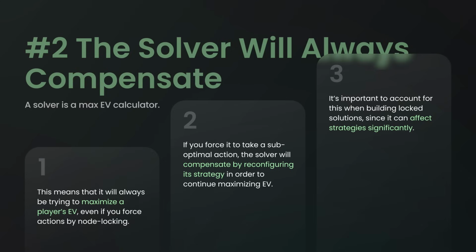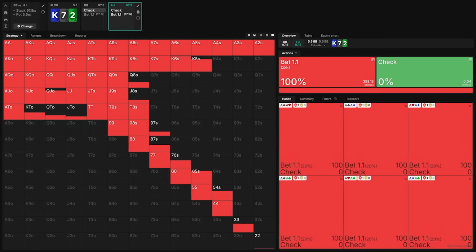I can show you a little example of that if I flip over to looking at a sim that I built in GTO Wizard AI. This is a fairly straightforward spot. It's a 100 big blind cash game chip EV scenario. We open in the hijack, get called from the big blind, and we go to a flop of king, 7, deuce. So very straightforward situation.